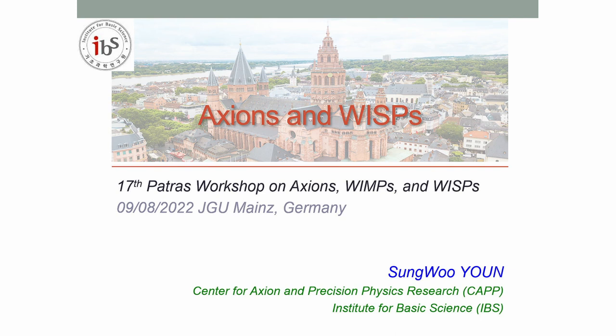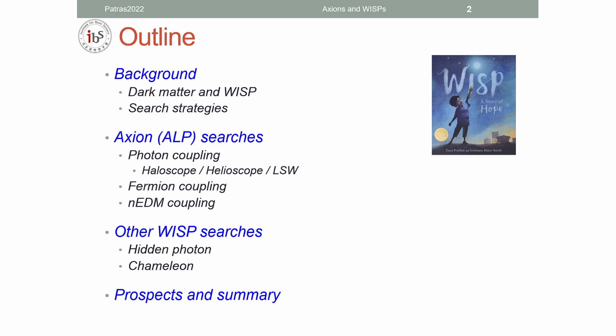Okay, here is my outline. I'm going to start with a short background about dark matter itself and then generic features of WISPs, and then search strategy. Then I'm going to spend most of the time on axion or axion-like particle searches, depending on the coupling: photon, fermion, or EDM. Then I have a couple of slides to address the WISP searches, hidden photon and chameleon particularly, and then I'm going to summarize the talk.